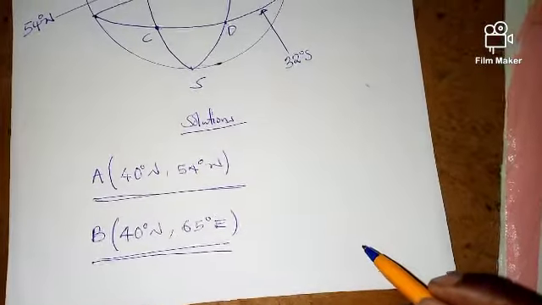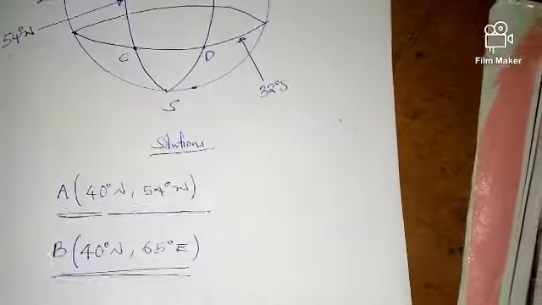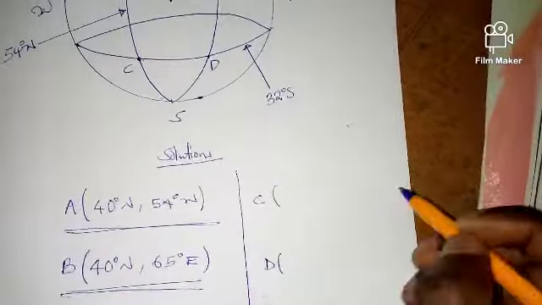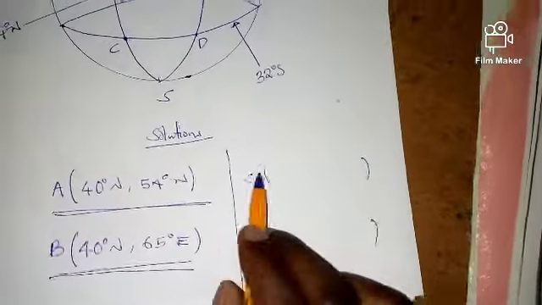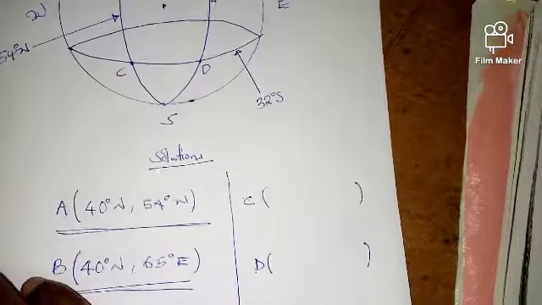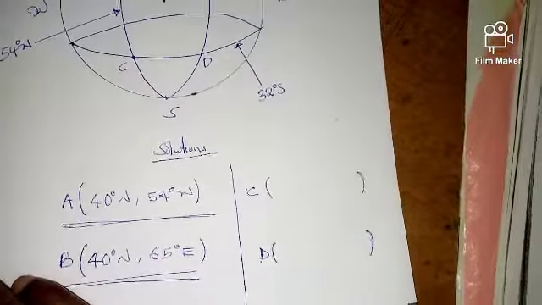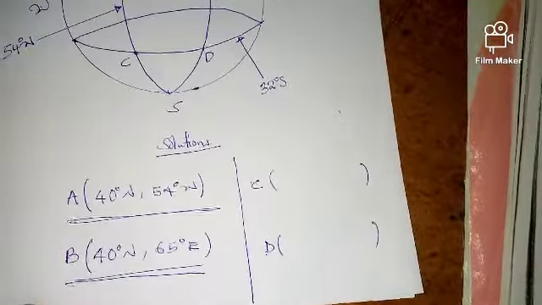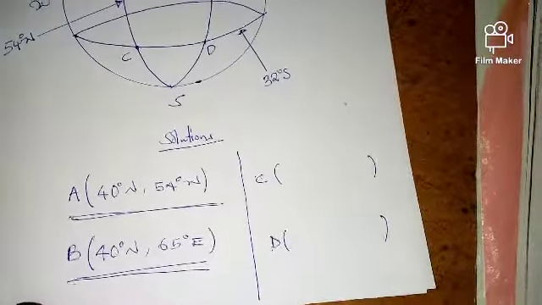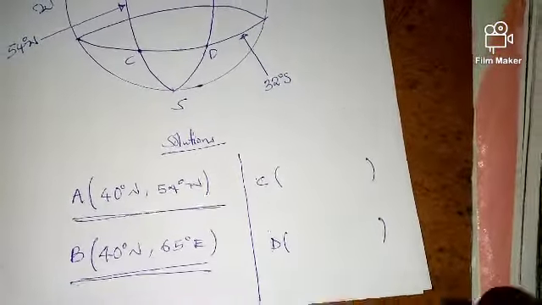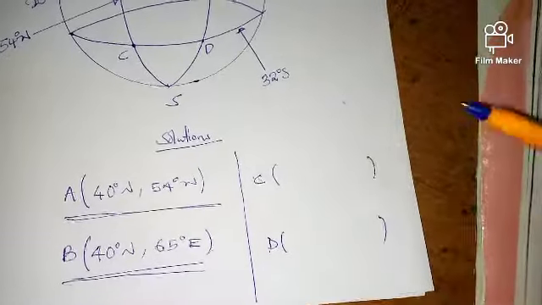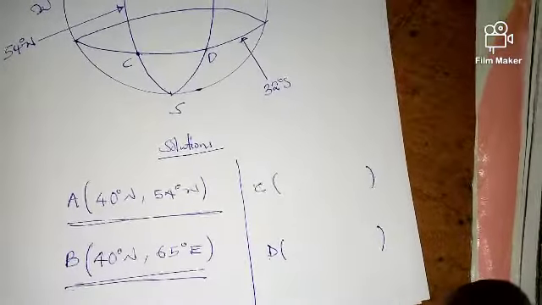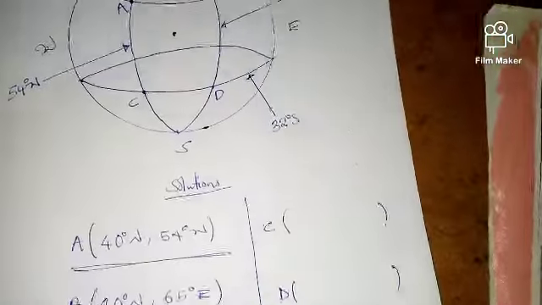What I want you to do right now is pause this video and try to identify town C and town D. Okay, I want you to allocate town C and town D. So pause the video and do that. Okay, I hope you have done that and you have come up with a solution. So what I'm going to do is I'm just going to come up with a solution as well. Then you compare with your solution and see if you are on the right path. Okay, so let's go on our diagram.